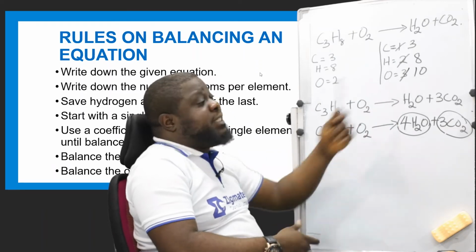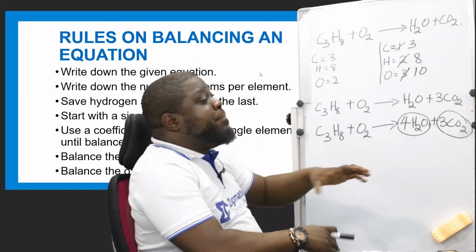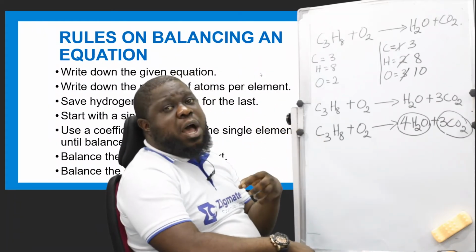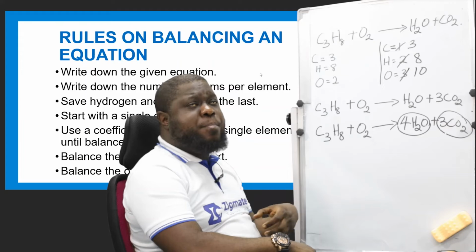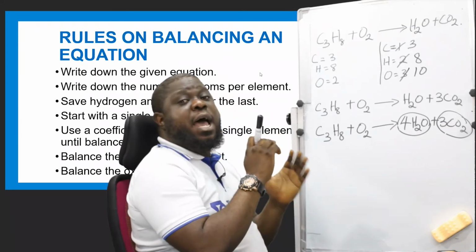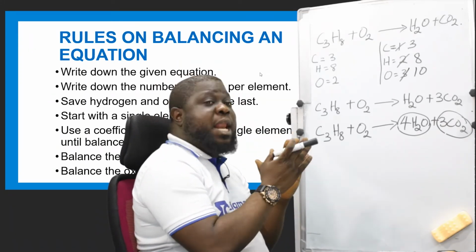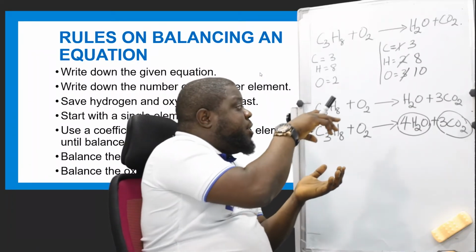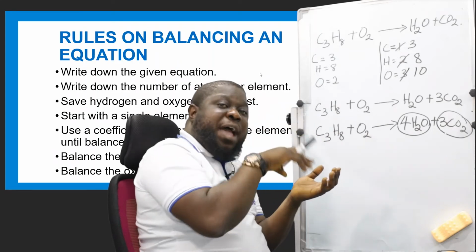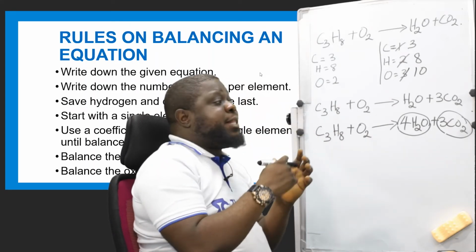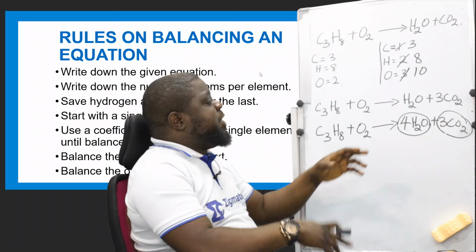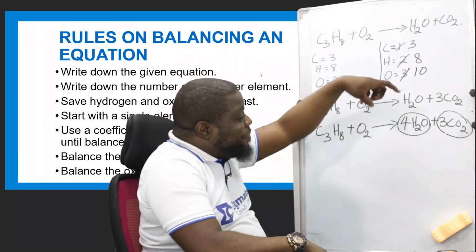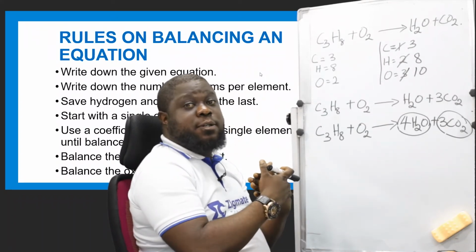Like I said, why is oxygen 10? Because I said we are balancing per element, no doubt. But if a number is used on one of the elements, if there are 2 elements and a number is used to balance one of them, that number affects both elements. As you can see, we have hydrogen and oxygen, and we use 4 in balancing hydrogen. The 4 will affect oxygen too. Why? Because they are together.